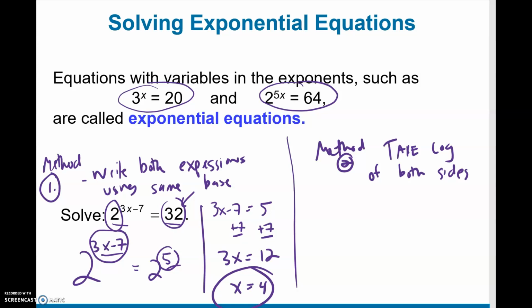If you're able to manipulate both sides of the equation so that they have the same base, then rewrite as the same base and equate the exponents. No problem. Now, what if I cannot do that? This is my method 2. Here's an example. 3 to the first power is 3. 3 squared is 9. 3 to the third is 27. You're never going to get a 20 out of that. So you can't do method 1. So you have to do method 2, take the log of both sides.